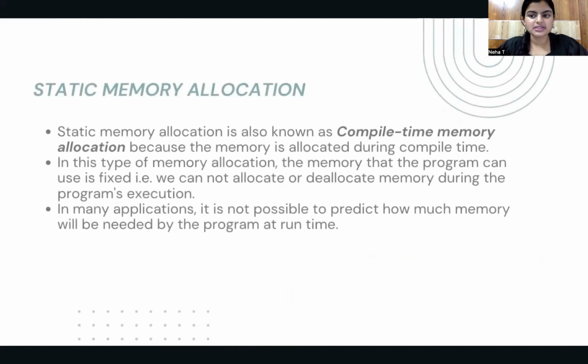So coming to the types of memory allocation, the first one is static memory allocation. Static memory allocation is also known as the compile time memory allocation because the memory is allocated for the data during the compile time. This cannot be changed, it is fixed, and we cannot deallocate or reallocate the memory in the static memory allocation, because once the memory is given during the compile time, there cannot be any changes made in that.